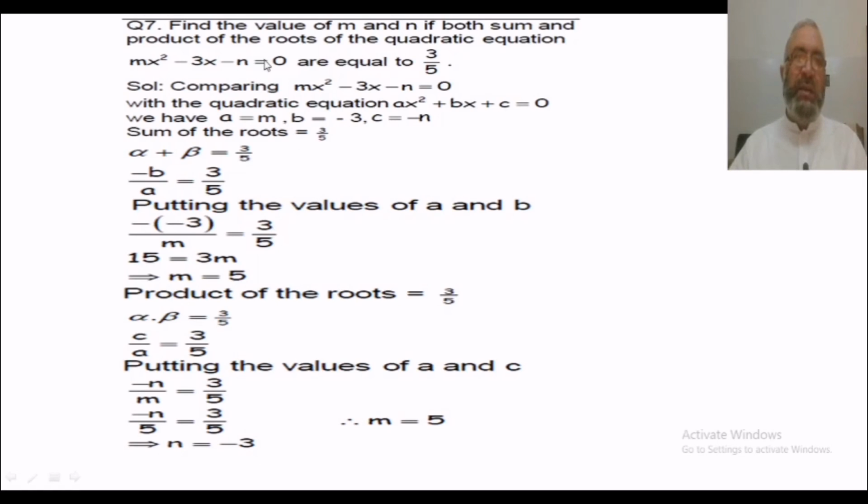So by applying the condition and using the two results, sum of the roots and product of the roots, without solving a quadratic equation, we can find the unknowns in the given quadratic equation. That is the use of the two results.